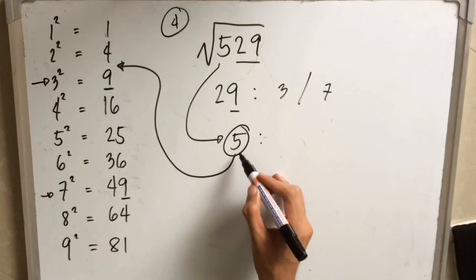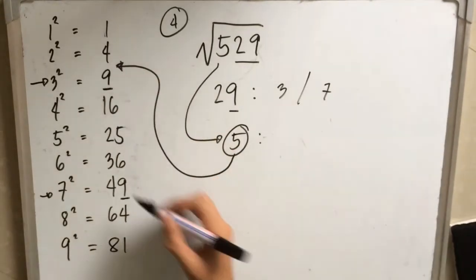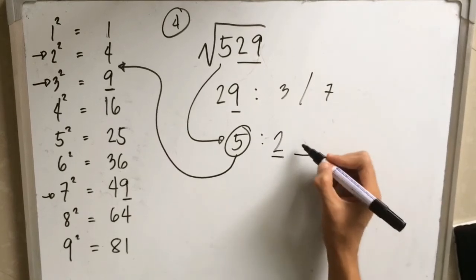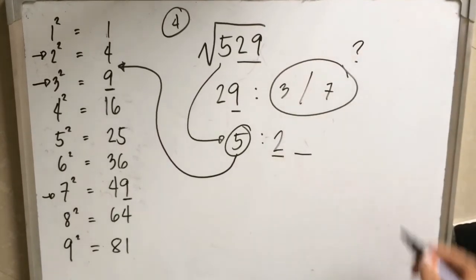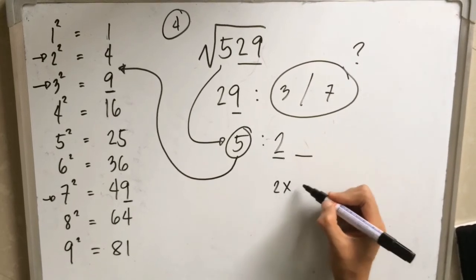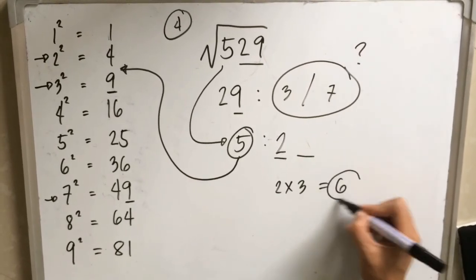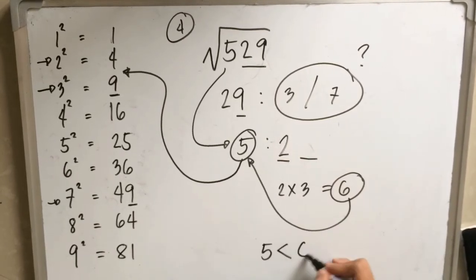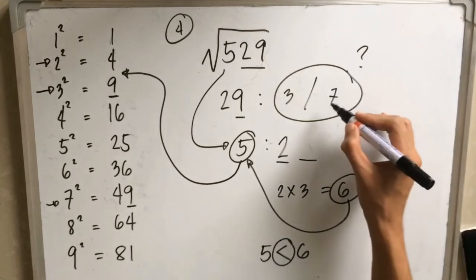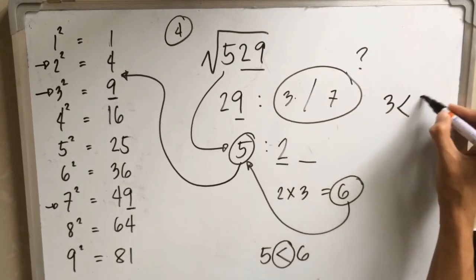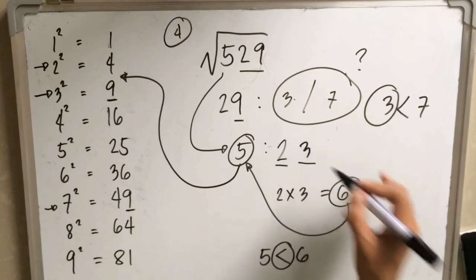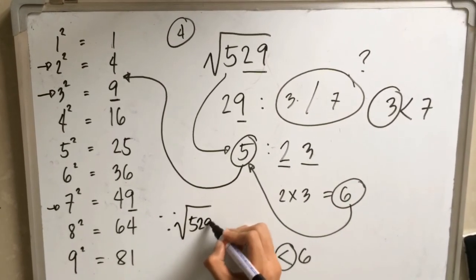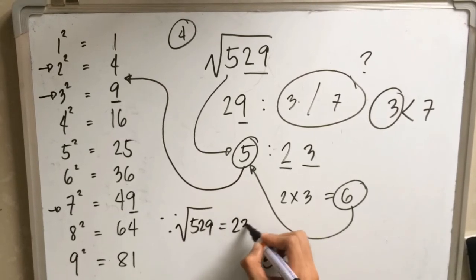So, of course, it's obviously 2 because the square of 2 is 4, which does not exceed 5. And now is the time to decide whether it's 3 or 7. How? Copying 2, then multiplying a number next to it, 3 is equal to 6, then compare it to 5. So 5 is less than 6. So we are also going to pick the lesser number between 3 and 7. So it's 3. So the answer is 23. Therefore, the square root of 529 is 23.